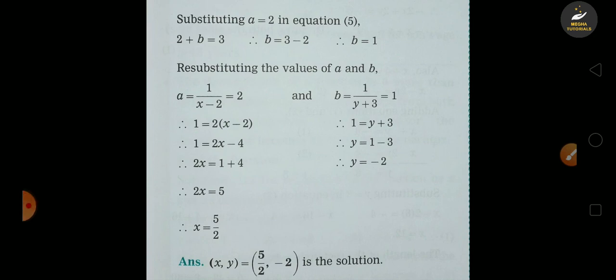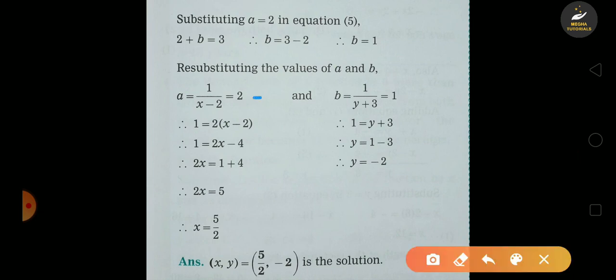So after substitution you will get a is equal to 1 upon x minus 2 is equal to 2. Transpose x minus 2 on RHS, so you will get 1 is equal to 2 into x minus 2. So 1 is equal to 2x minus 4, that is 2x is equal to 1 plus 4 after transposition. So 2x is equal to 5, therefore x is equal to 5 upon 2.